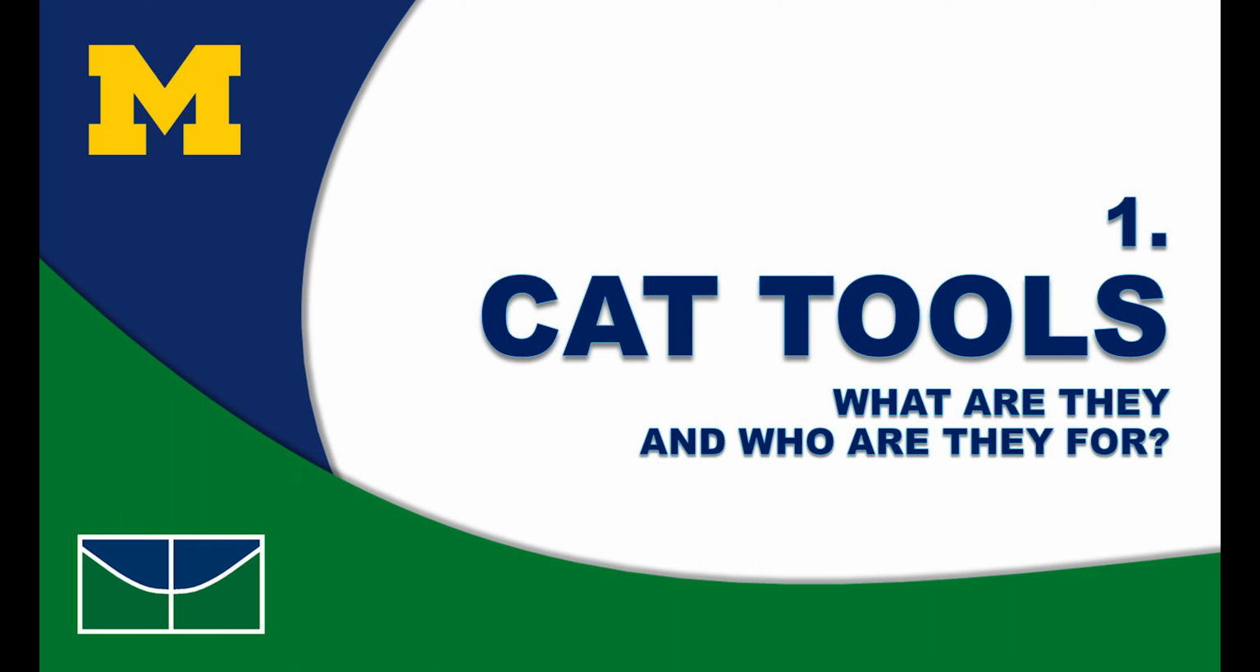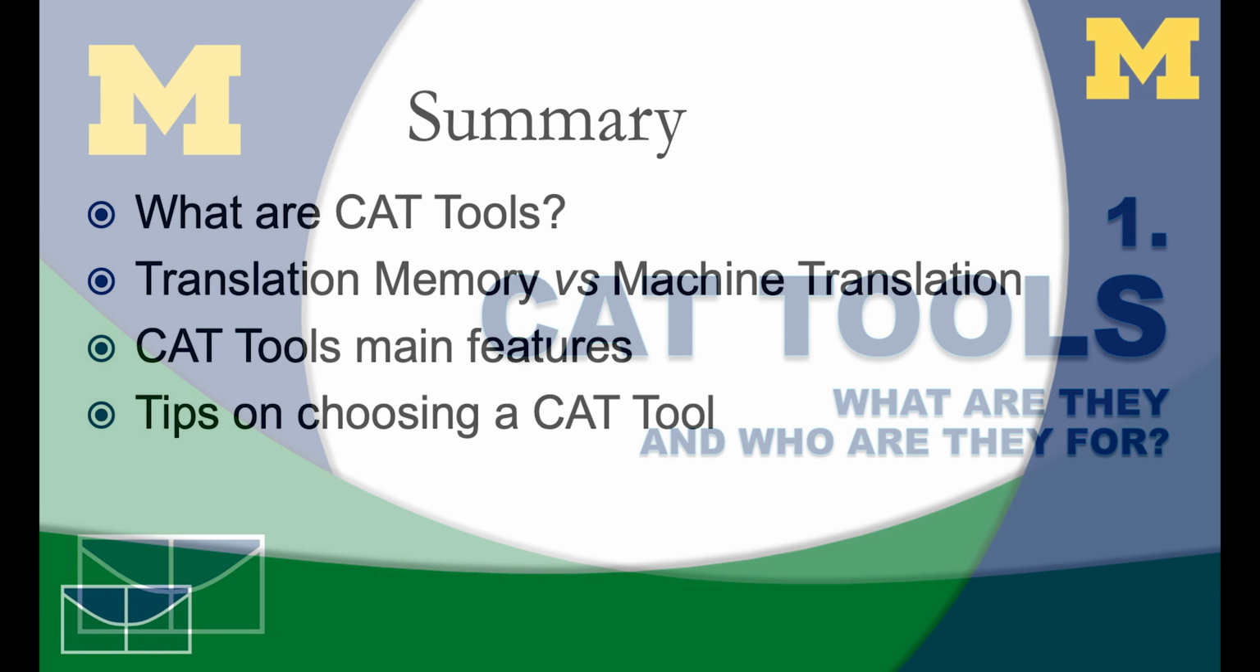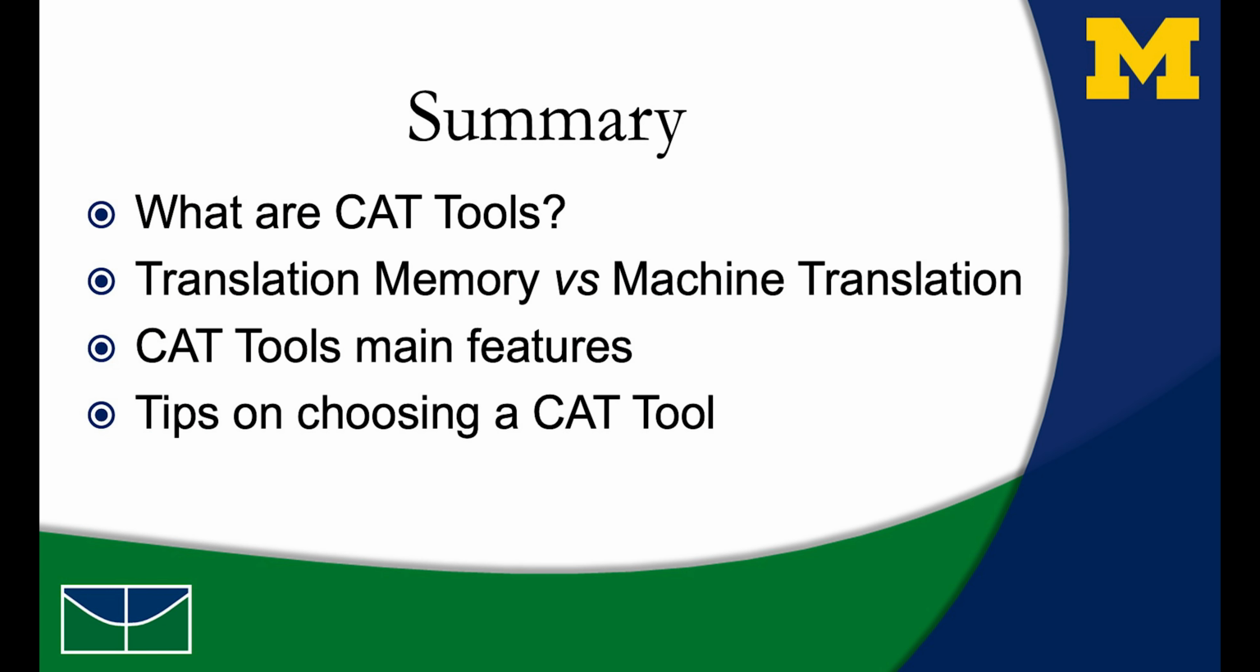So in this first video, we are going to talk about CAT tools. What are they and who are they for? And here are some of the topics that we are going to be covering in this video. We're going to talk about CAT tools, the meaning of the acronym CAT. Then we are going to talk about translation memory and machine translation. Then we are going to talk about some of the main features of CAT tools, features that most of them share. And I'm going to close the video giving you some tips on how to choose the best CAT tool to do your translation work, depending on the translation job that you have ahead of you.